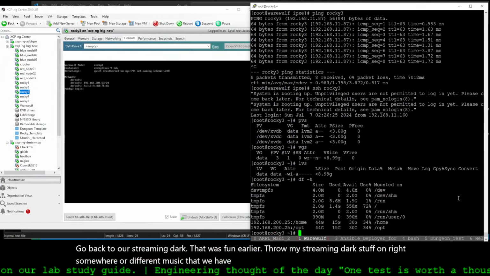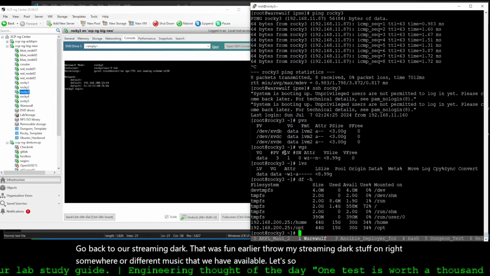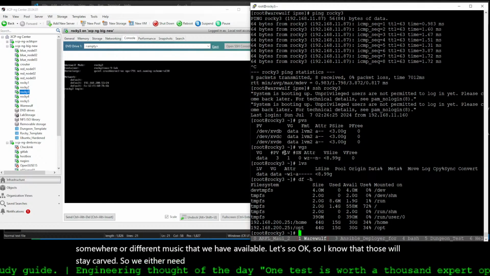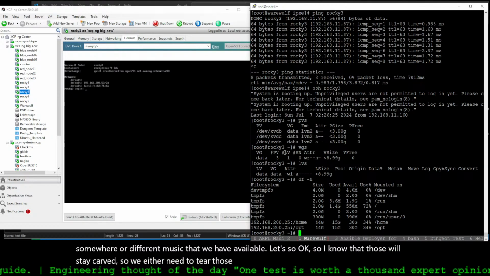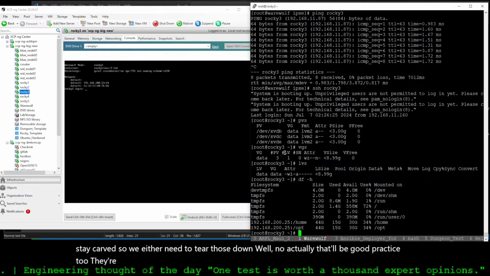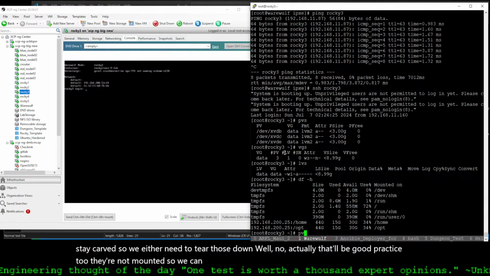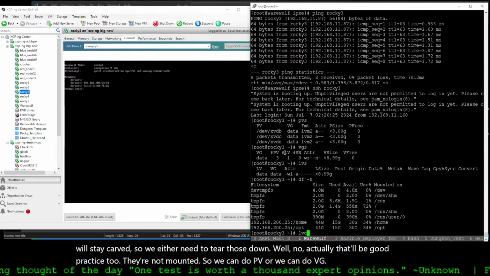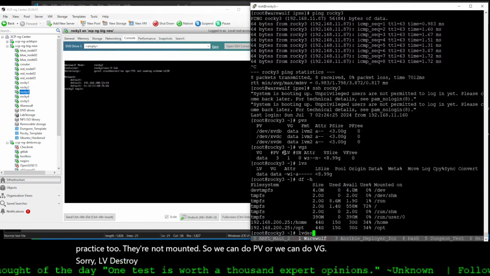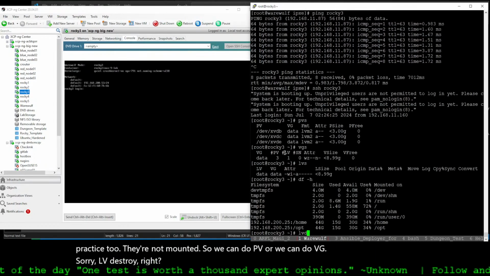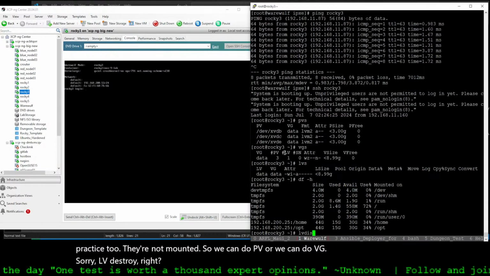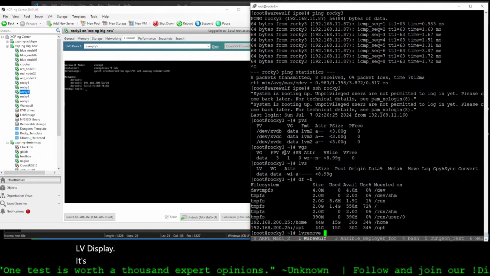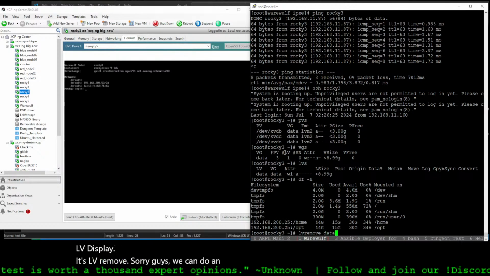Oh, okay, so I know that those will stay carved. So we either need to tear those down. Well, no, actually, that'll be good practice too. They're not mounted, so we can do PV, or we can do LV destroy, right? I forgot, it's LV remove. Sorry, guys. We can do an LV remove of data.